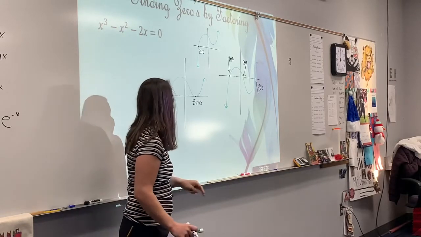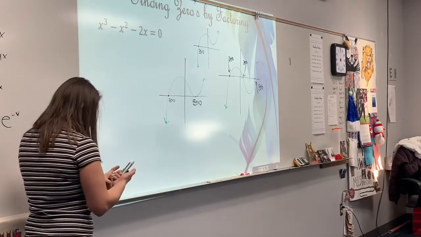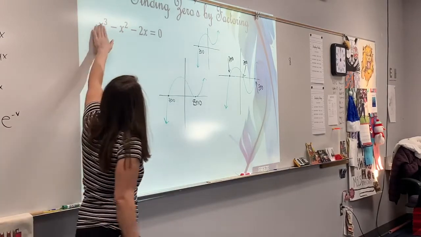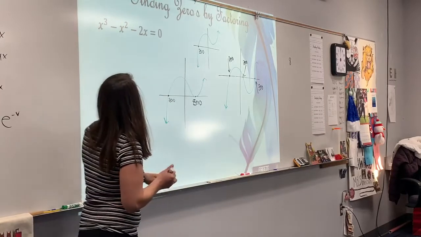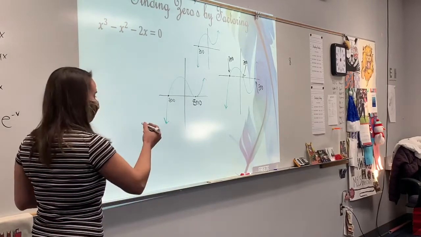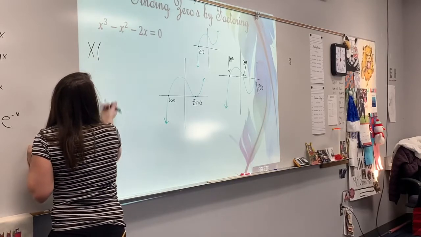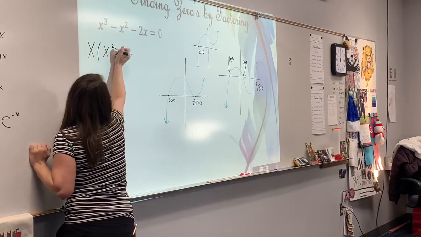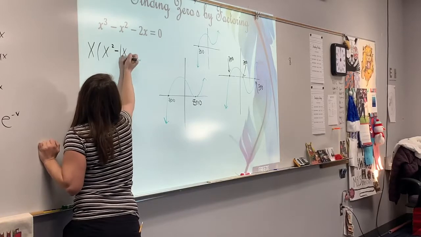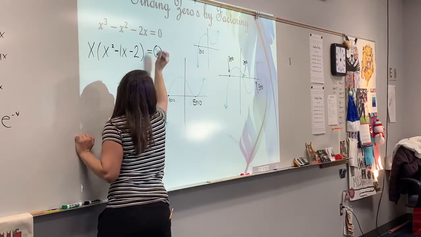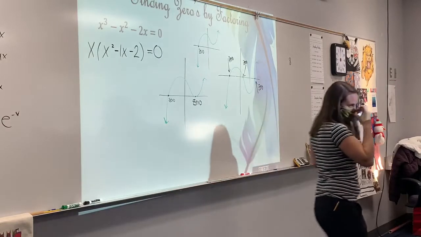All right. So let's go ahead and let's solve this. This will be our first time doing this. What do you see that's in common here? An x. So we're going to pull out an x. It's going to be x squared minus 1x minus 2. Go ahead and get that down.